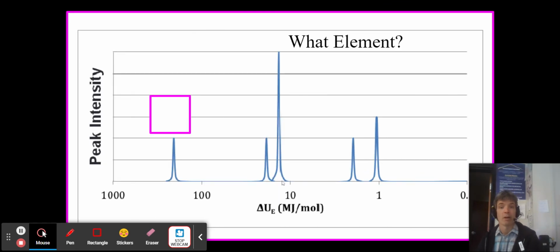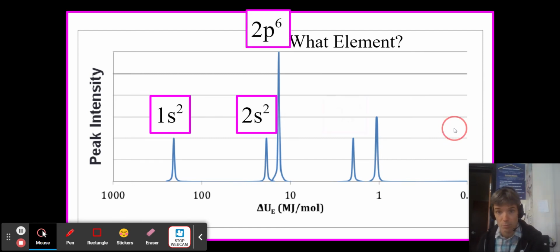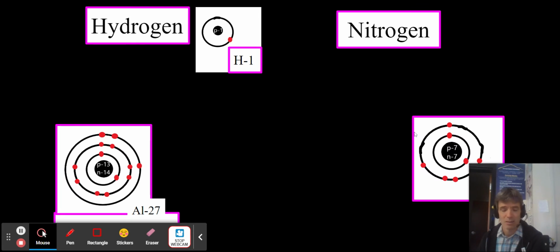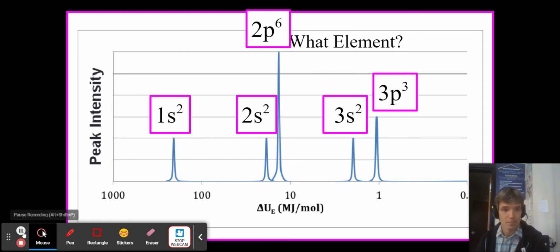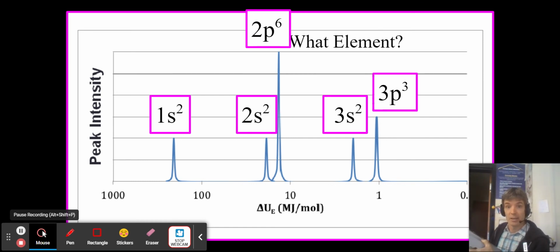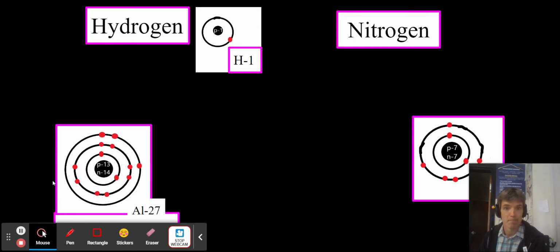What element is this? Well, how many peaks do we have? 1, 2, 3, 4, 5. We have 5 peaks. This is the 1s, 2s, 2p. What is this? This is, I believe, silicon. Oh, okay, I was wrong. I looked at my periodic table down here, and it's not silicon, it's phosphorus, because phosphorus ends in a 3p3. It's got a total of 15 electrons, atomic number of 15. That's phosphorus, not silicon. Silicon would have one less, right?